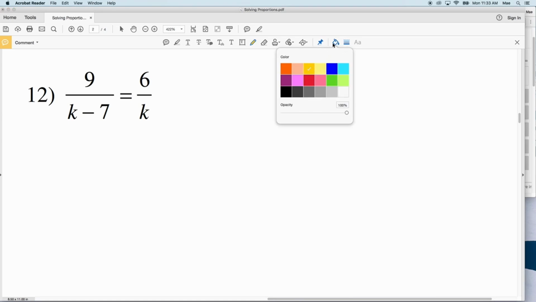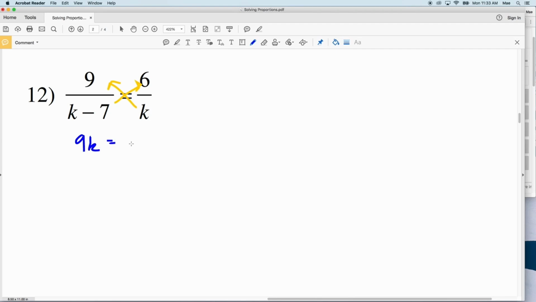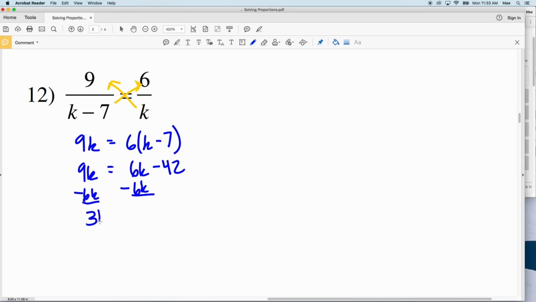And number 12, again, cross multiply. 9 times k is 9k, and that's equal to 6 times k minus 7. We'll have that 9k equals 6k minus 42 once we distribute that 6. Subtract 6k from both sides to get that 3k is equal to negative 42. Divide by 3, and we'll get that k is equal to, 3 goes into 42 14 times. So k will be equal to negative 14 for number 12.